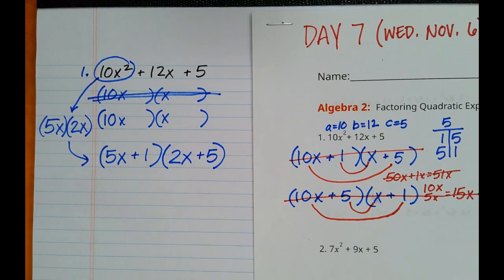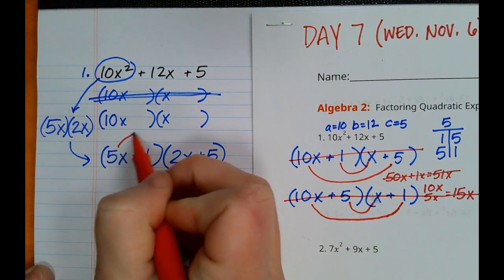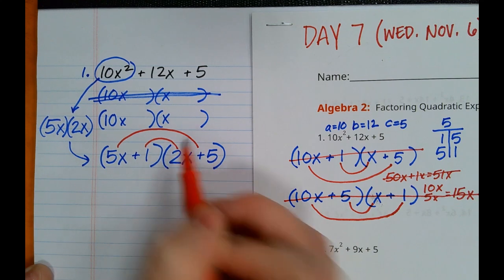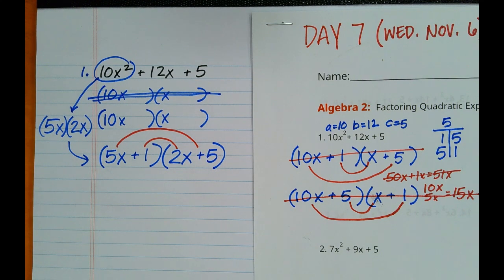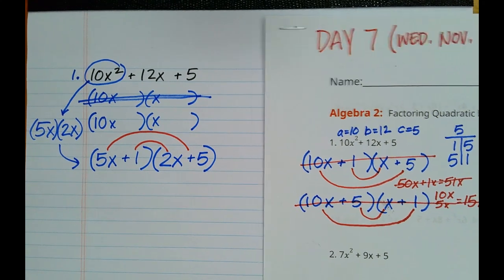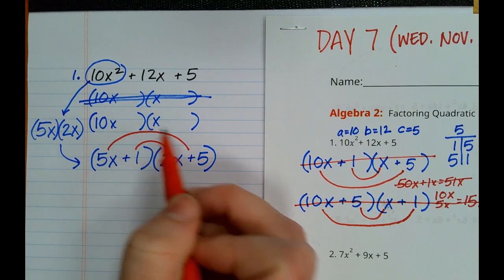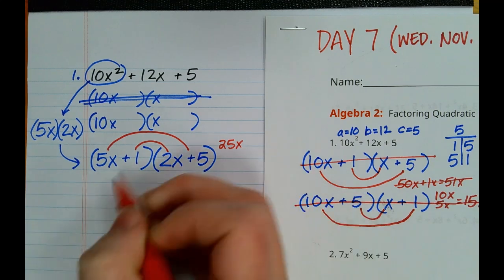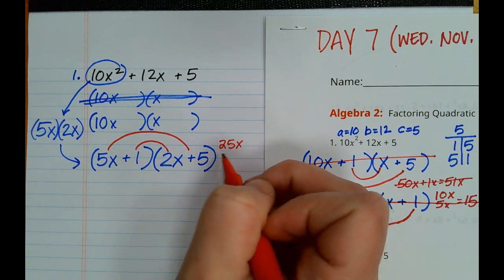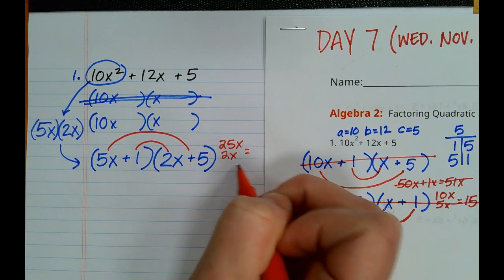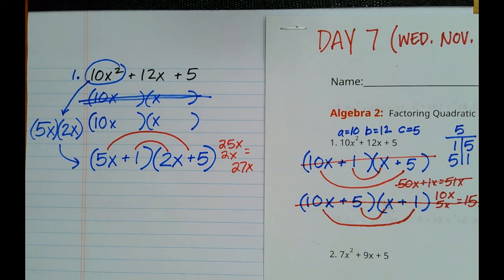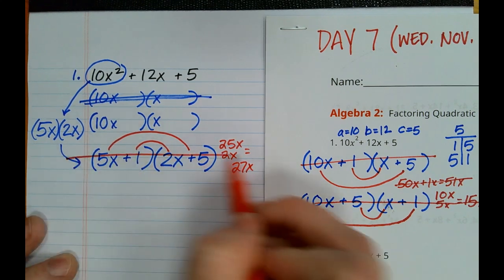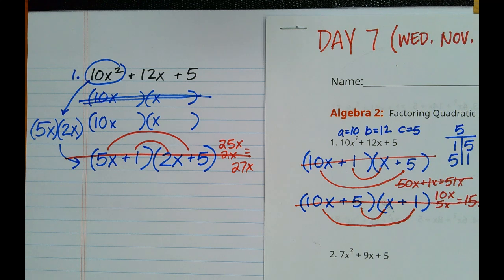And let's check it and see if when we do our rainbow, or when we multiply our inner and outer terms, we get 12x. That's what we want. Yep, so 5x times 5 is 25x. I already know it's too big. 1 times 2x is 2x. I'm going to get 27x. Oh, man. So that one's also not going to work.